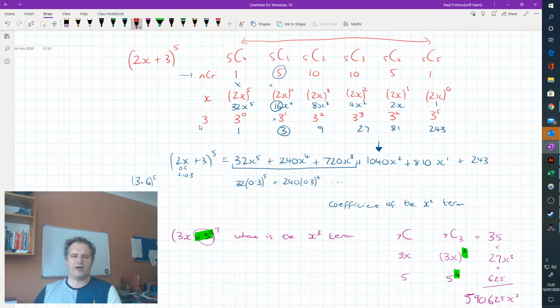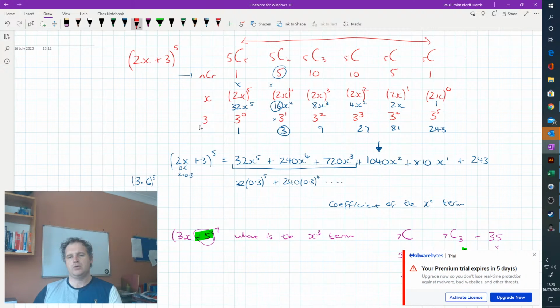So you can do 5c5. And if people are learning this for the first time or trying to remember it because they get confused, it's possibly easier to keep the power number the same as the term number. 2, 1, 0.